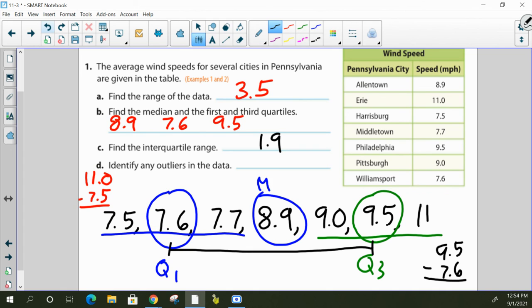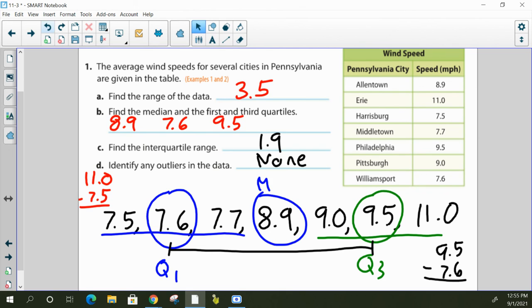No, not really. Here's what someone said in another class. They're like, well, 11's an outlier because it doesn't have a decimal. It has a decimal now. Isn't 11.0 the same as 11? Yeah, so the decimal doesn't matter. It's still close to 9.5. So the answer to letter D is none. Sound good?